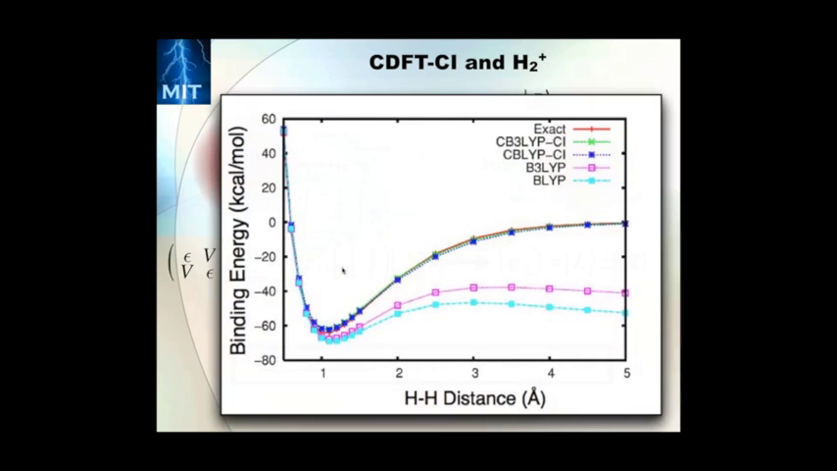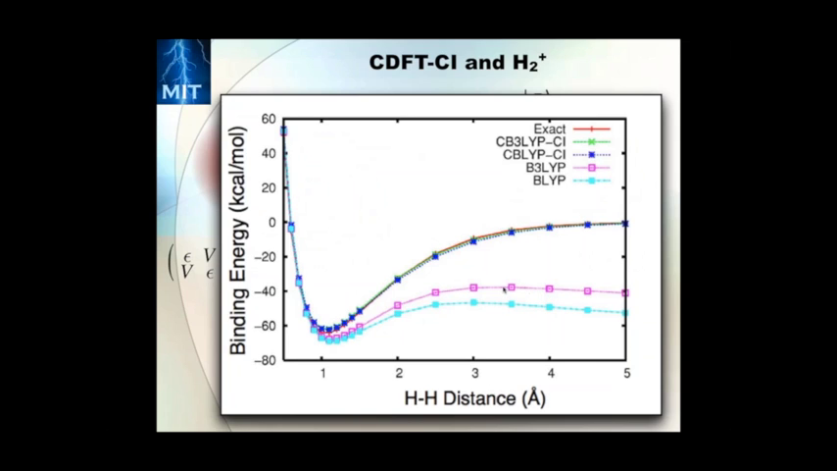So for example, if we do that and we try to pull apart H2+ as a function of the distance between the hydrogen atoms, this is one of the scandalous failures of semi-local DFT: BLYP and B3LYP show good results near equilibrium, but then dissociate into fictitiously low energy, partially charged fragments.